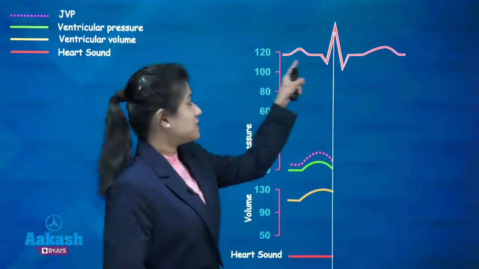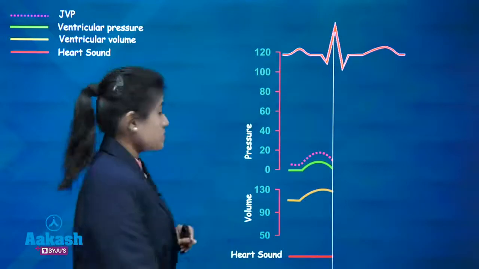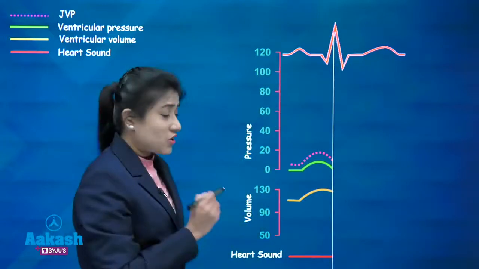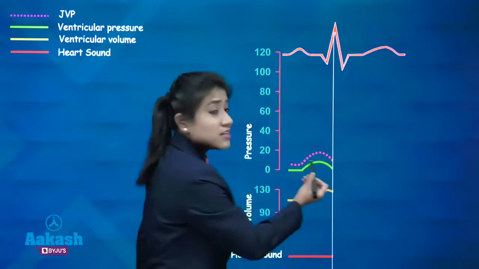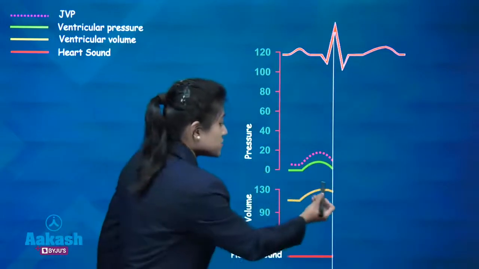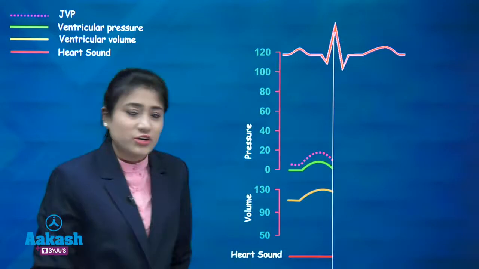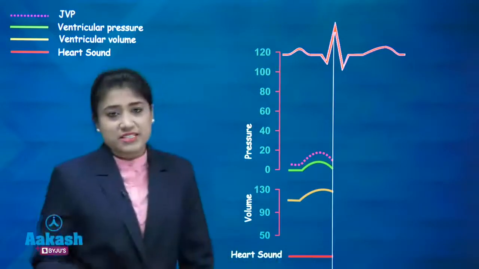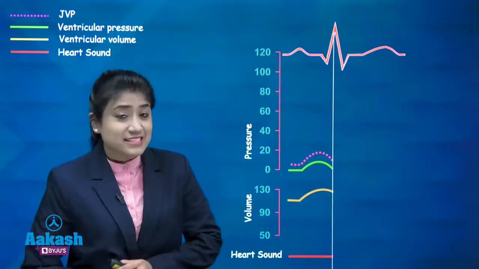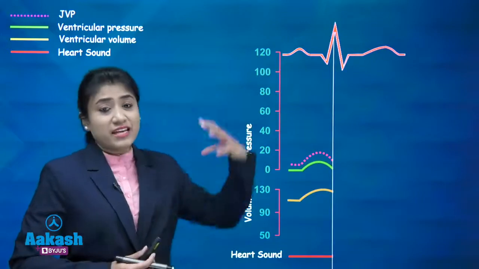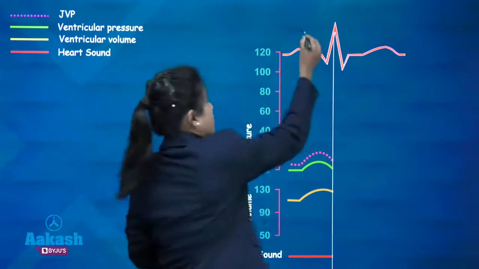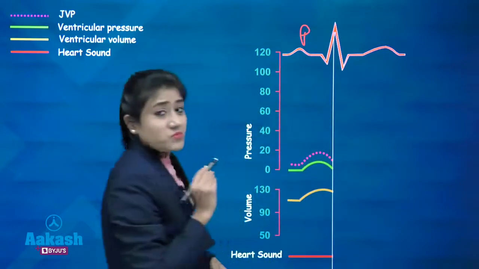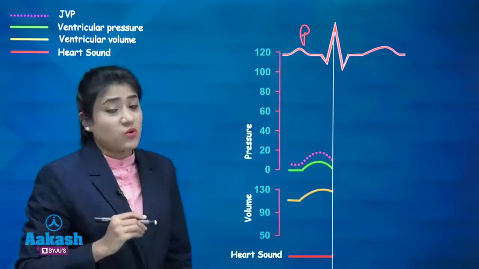Okay, here you can see this is the ECG wave. Here you have a pressure column, where this one is your atrial pressure wave, this one is your ventricular pressure wave, and this one is showing your ventricular volume, and over here the heart sound is there. We know the cardiac cycle starts with what? When the SA node fires. When the SA node fires, it will generate the P wave on ECG. Okay, you will get the P wave on ECG.